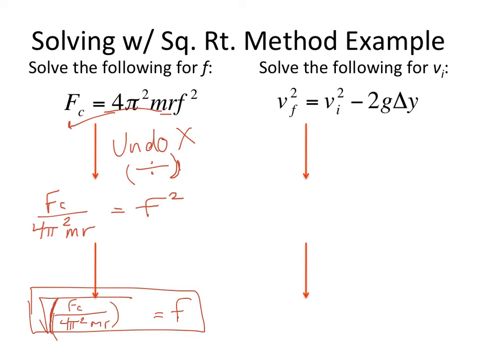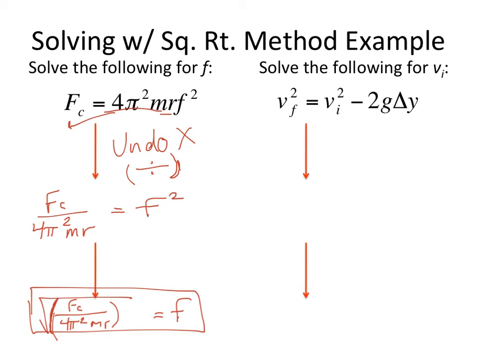How about the one on the right-hand side? Now we're solving for vi. Okay, this is kind of messy. It's locked in this square. The square is also being added, or actually, in this case, subtracted, with 2g delta y. So let's get rid of that addition and subtraction first.